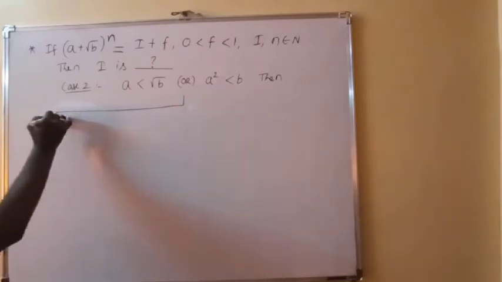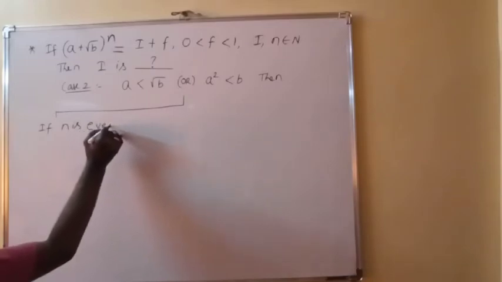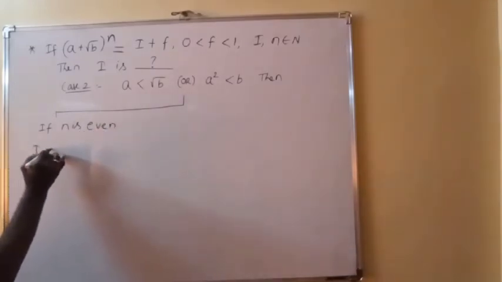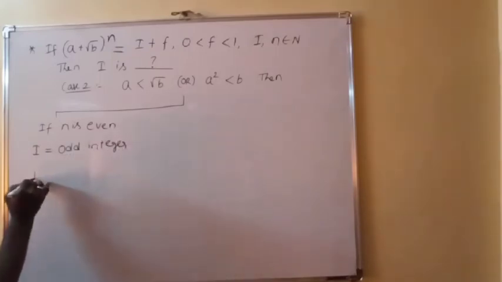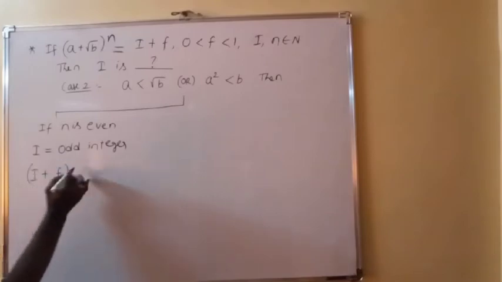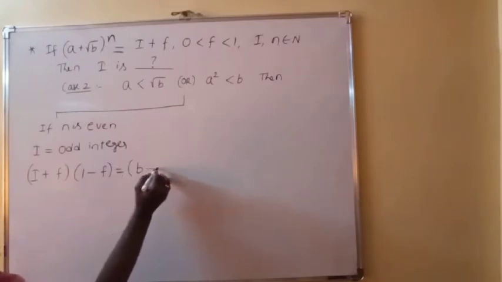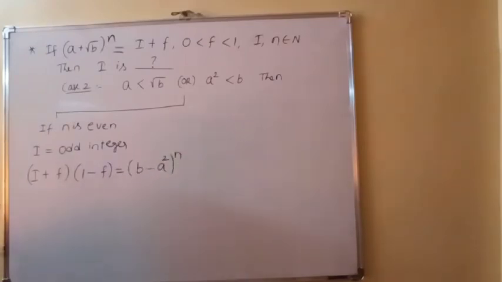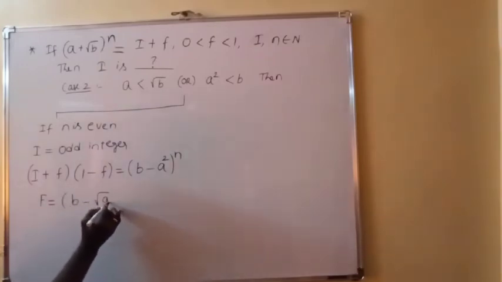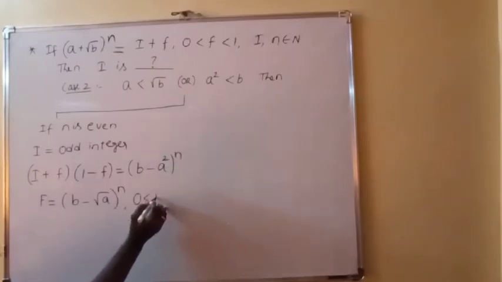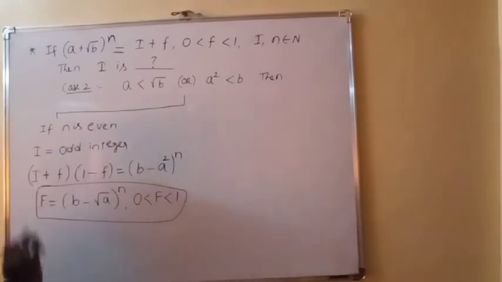So first case, in case 2, if n is even, so remember I is an odd integer, and in this case also, I plus f into 1 minus f is equal to, so what you will get here? (b minus a square) whole power n. So that means in this case you have to define capital F is equal to (b minus root a) whole power n, where 0 less than f less than 1. So if this condition holds, then only this shortcut will work out.